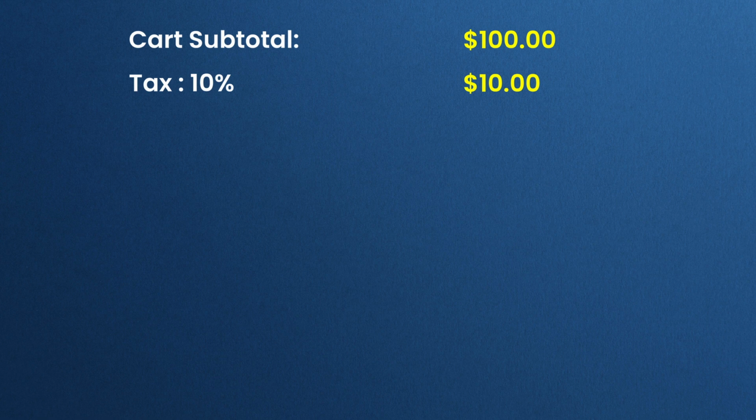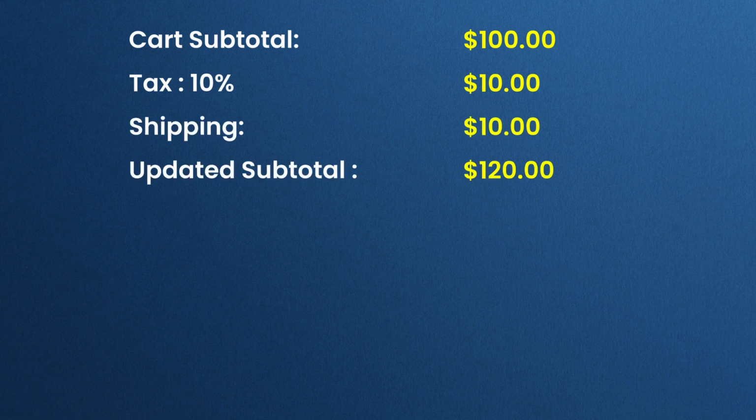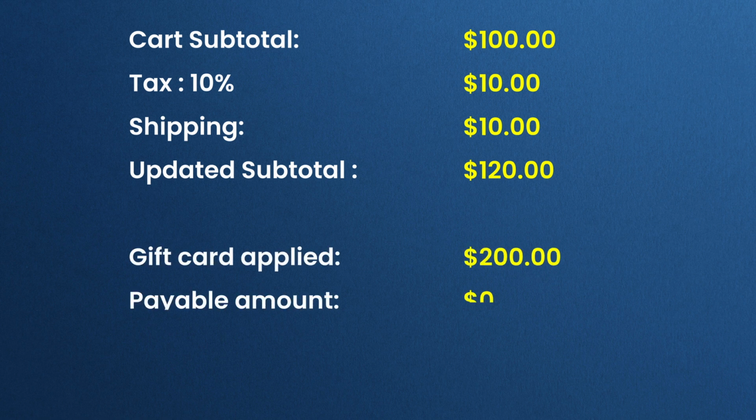Here's an example for clarity. If a product costs $100 and the tax rate is 10%, and shipping charges are $10, the total payable amount is $120. Now, when you apply the gift card, the entire amount will be debited from the gift card.